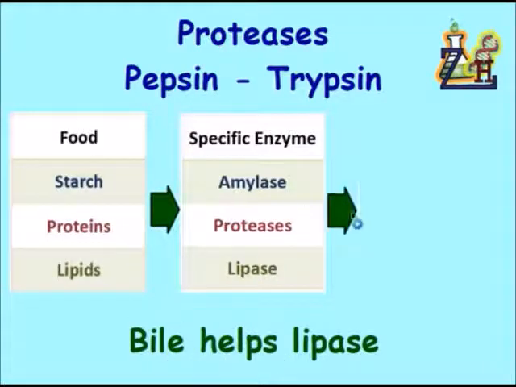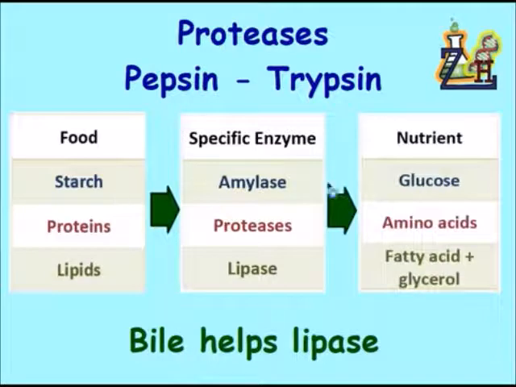Now, the nutrients are produced as the end product of the digestion of each food. Starch will produce glucose, of course, after passing by maltose. Proteins will produce amino acids after passing by peptides. And finally, lipids will produce fatty acids and glycerol. So these are the nutrients that are produced after the complete digestion of the three foods found here.